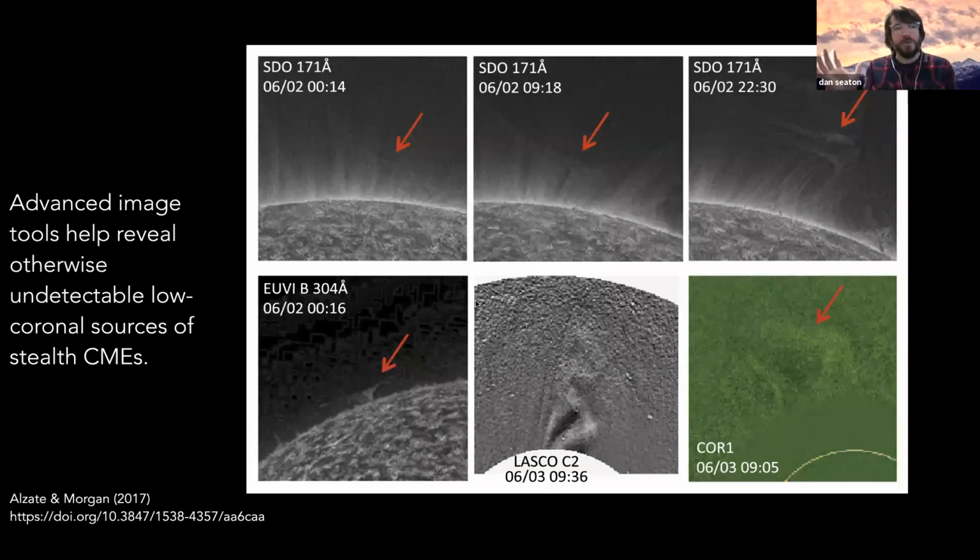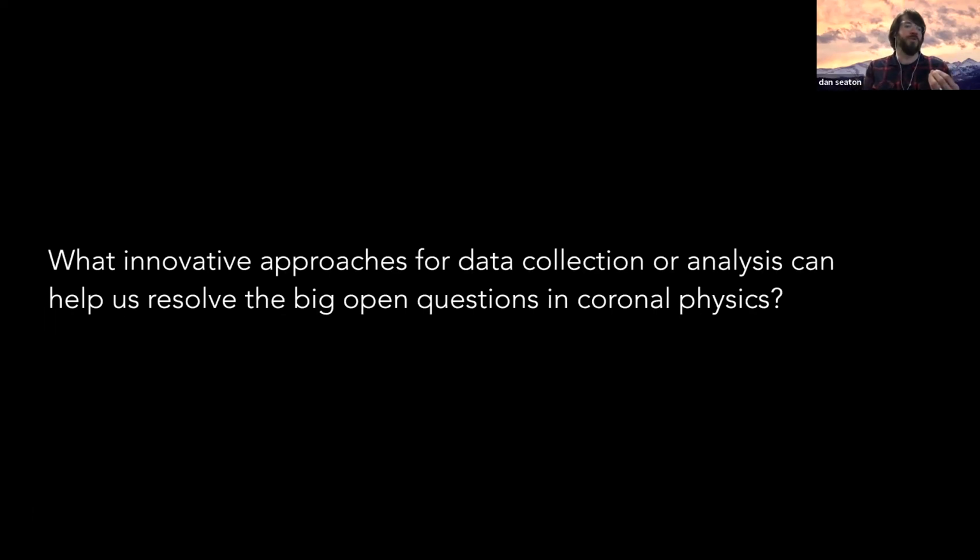And then we have these great tools that allow us to mine down the data and see faint features, the origins of stealth CMEs, for instance. And if we bring those together, I think that's a really, looking at what are all the novel ways we can piece together additional information, mine the data, that opens up whole new pathways. So what innovative approaches for data collection and analysis can help us resolve the big open questions in coronal physics? And finally, I want to encourage people to think from new perspectives.